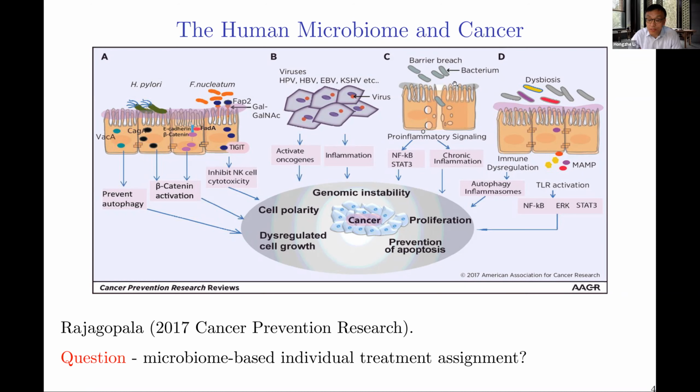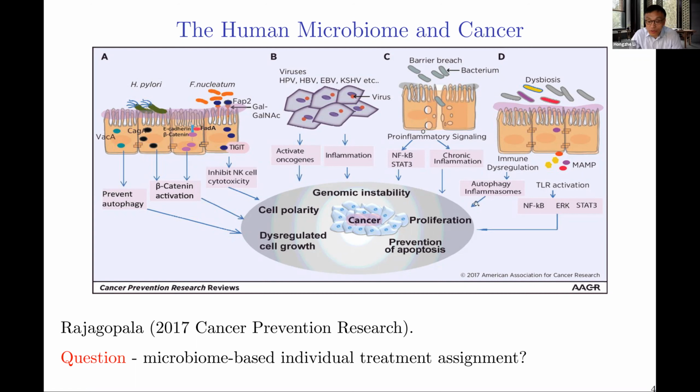The third mechanism is if there is a barrier breach, a leaking of the bacteria into the human host, and this can trigger pro-inflammatory signals, and that also can potentially lead to cancer. The fourth mechanism would be so-called dysbiosis, meaning the shift of the microbial community from the normal state can lead to immune dysregulation, and that can also lead to cancer.